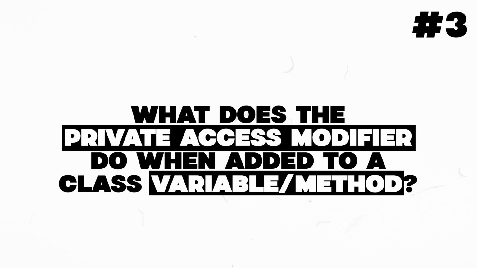Awesome, Bogdan. We're going to move on with question number 3. What does the private access modifier do when added to a class variable or a method?